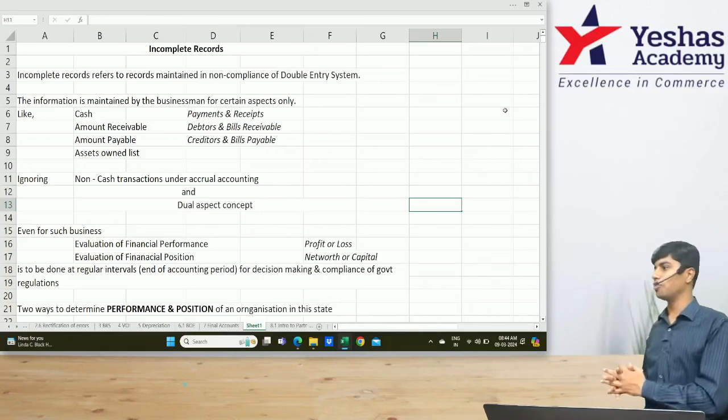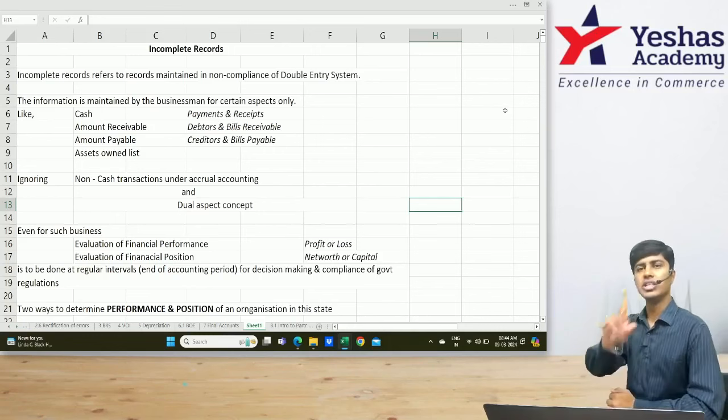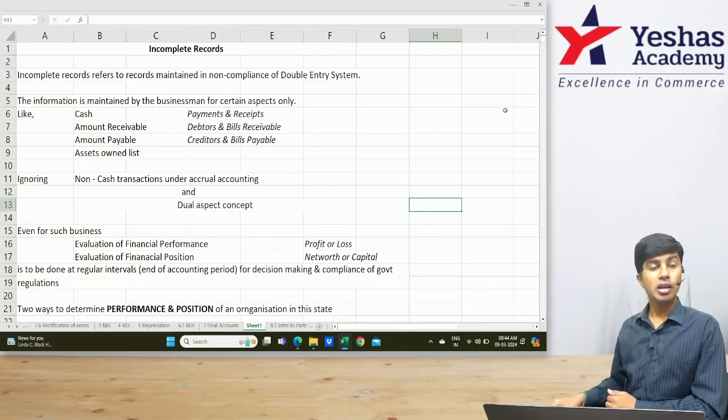So now at the end of the year, you want to identify profit. You will charge him 1 lakh. Is he willing to pay? He will be willing to pay. You would want to maintain decent records.